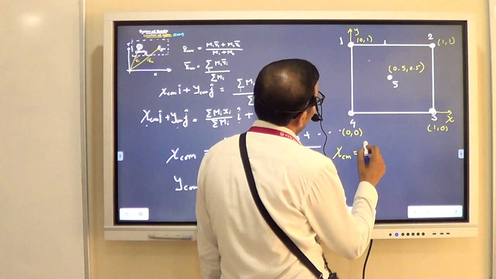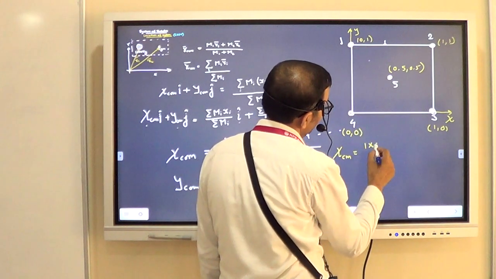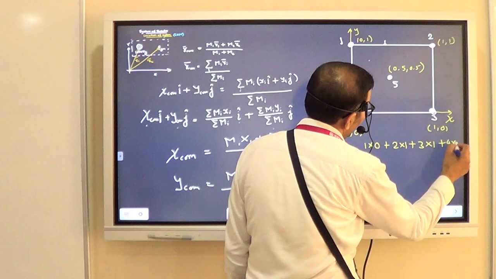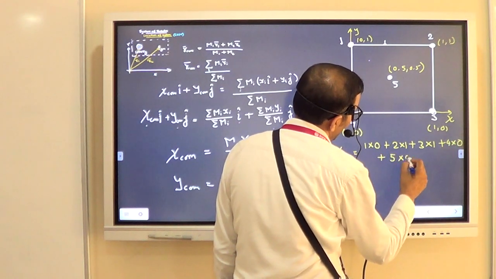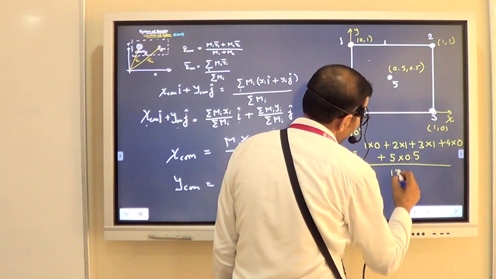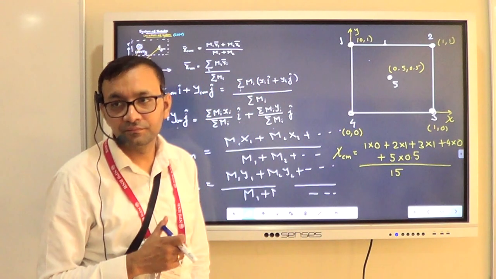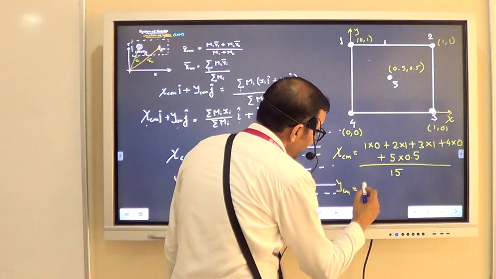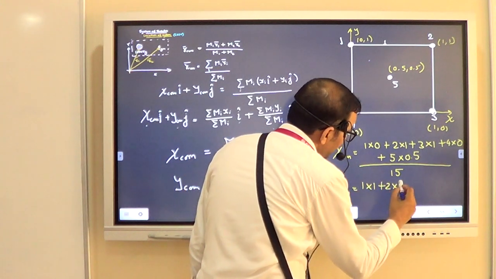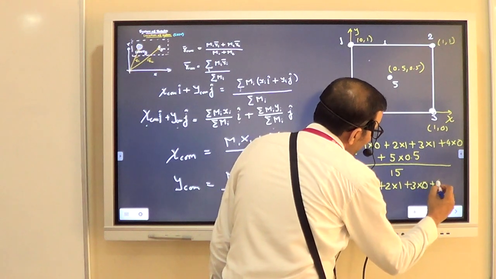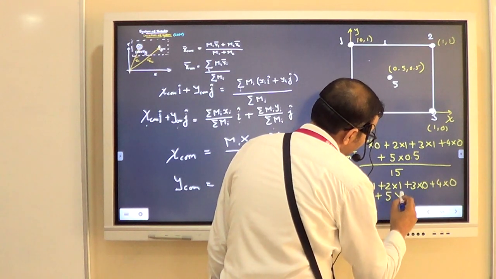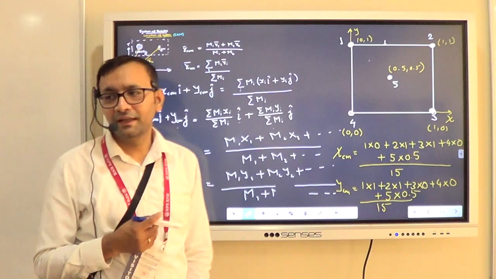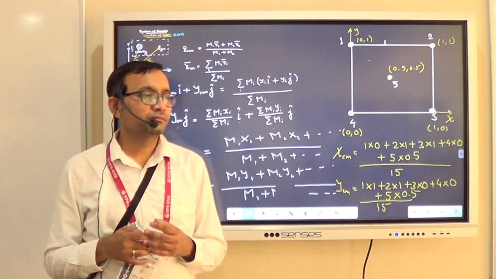How do you find that? 1 into 0 plus 2 into 1 plus 3 into 1 plus 4 into 0 plus 5 into 0.5 divided by 15. Sum of all the masses. And similarly y center of mass. Y center of mass will be what? 1 into 1, 2 into 1, plus 3 into 0, 4 into 0, 5 into 0.5 divided by 15. Isn't it simple calculation? Yes or no?